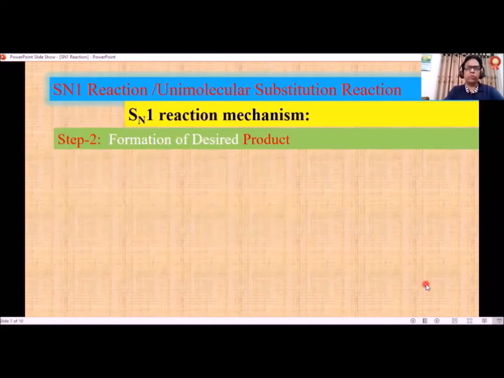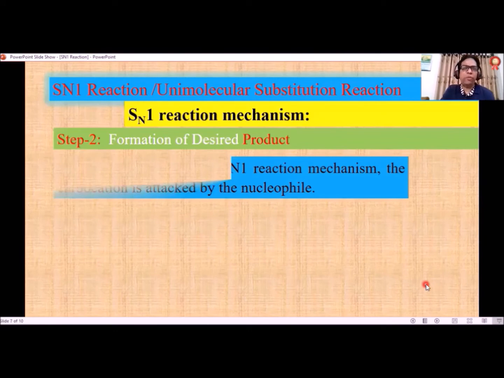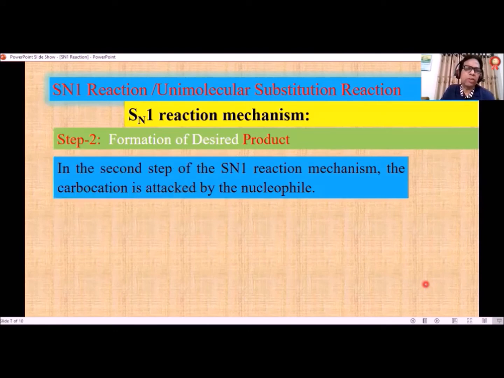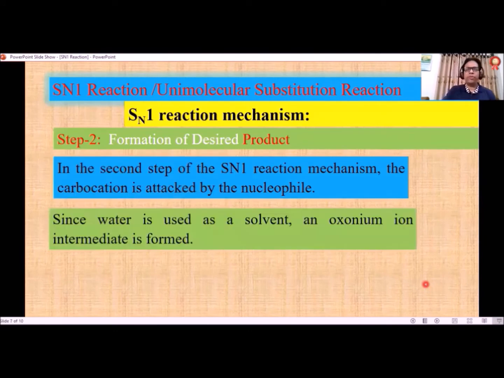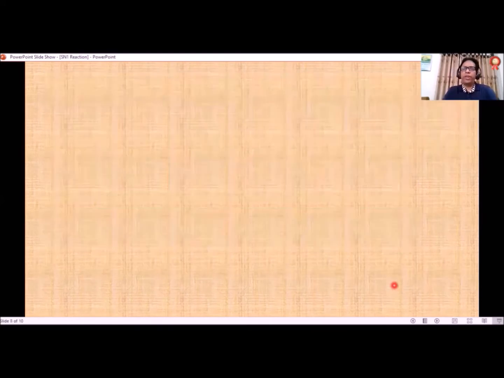Now step 2. Step 2 is formation of the desired product. In the second step of the SN1 reaction mechanism, the carbocation is attacked by the nucleophile. Since water is used as solvent, an oxonium ion is formed.